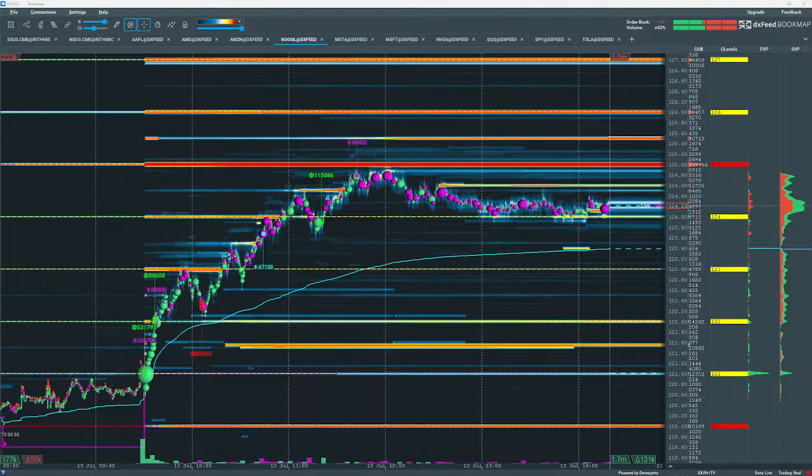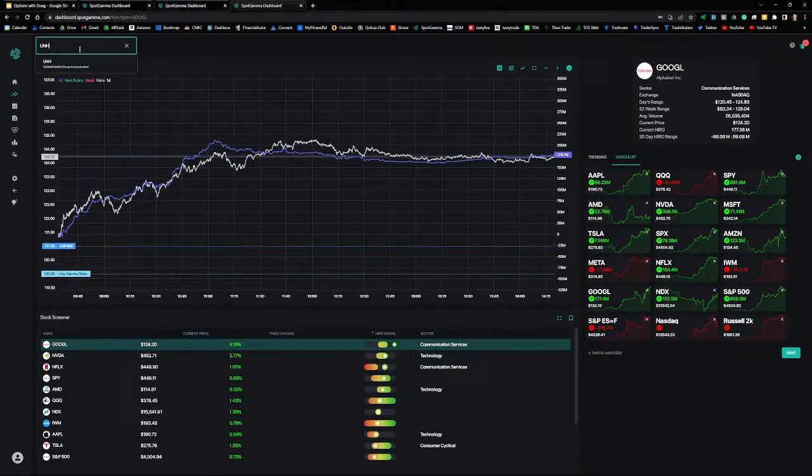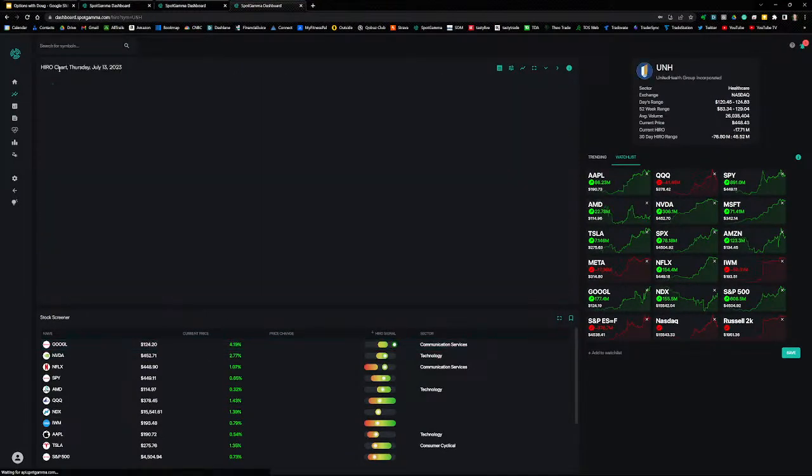All right, let's take a look. We're going to look for UNH, then Coin, then Sampan wants to look at NVIDIA. All right, so let me go back to Hero now. We'll do a search for UNH. Oh, it is in here.